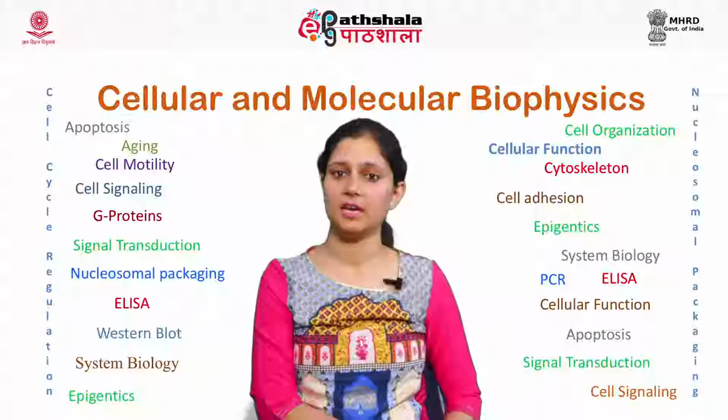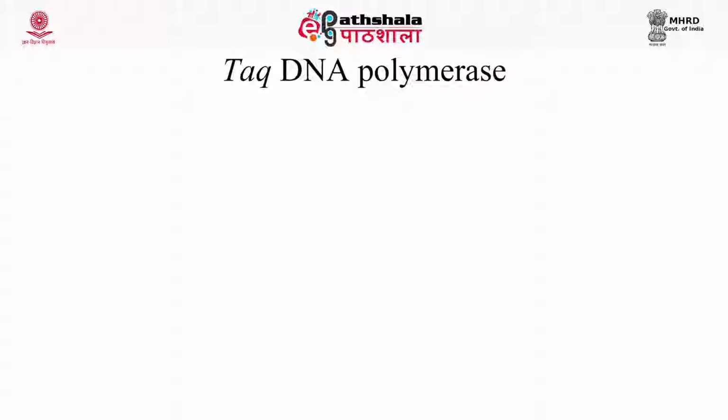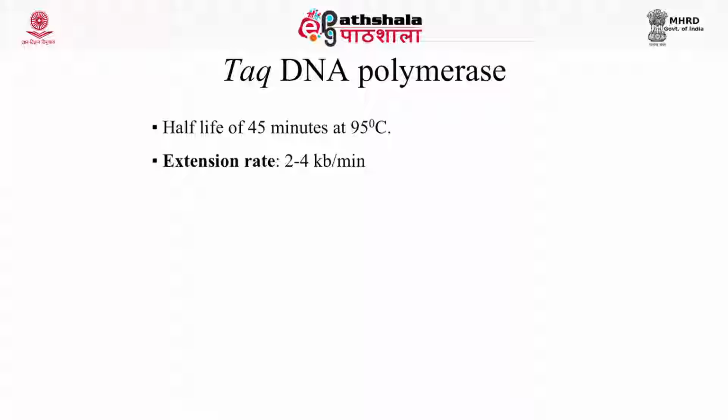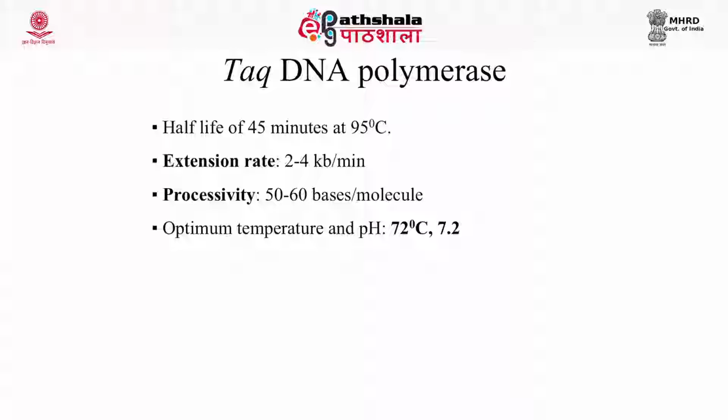Let us discuss Taq DNA polymerase, which is a thermostable DNA polymerase and very frequently used for PCR reactions. The Taq DNA polymerase has a half-life of 45 minutes at 95 degrees centigrade. The extension rate is 2 to 4 kilobases per minute. Processivity is 50 to 60 bases per molecule, and the optimum temperature and pH are 72 degrees centigrade and 7.2.